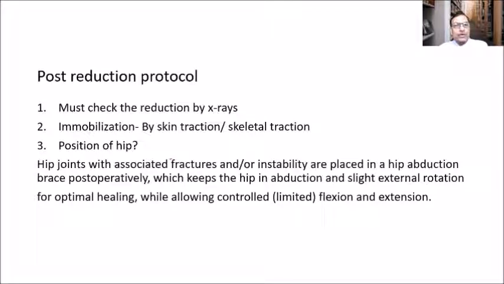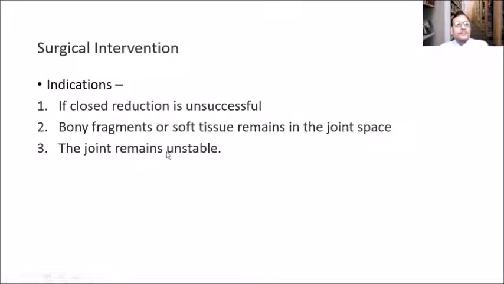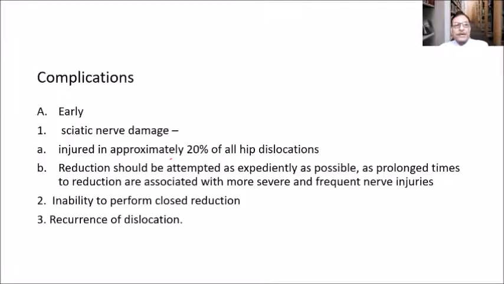What is the post-reduction protocol? Reduction is to be checked by X-ray, with immobilization done by skin traction, and position of the hip. Usually, abduction and external rotation is done, because with internal rotation and adduction, the head of the femur is likely to be dislocated again. Exercises are to be done as soon as possible, within a week. Surgical intervention is sometimes needed if closed reduction is not successful, or there are bony fragments which are not allowing proper or concentric reduction, or else the joint is unstable.